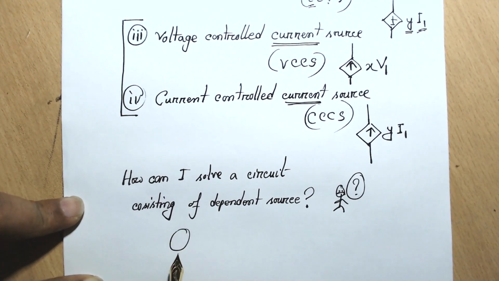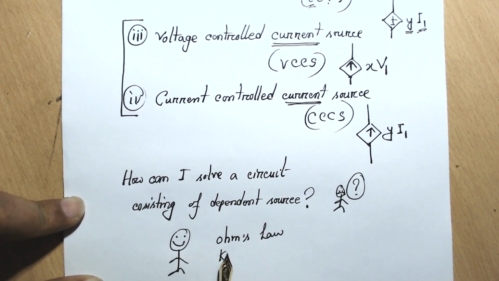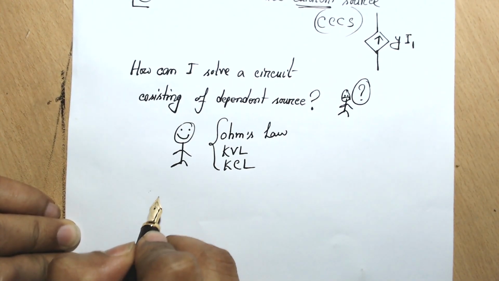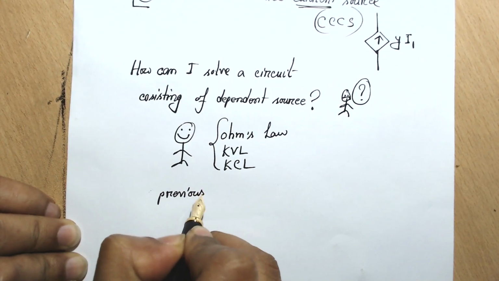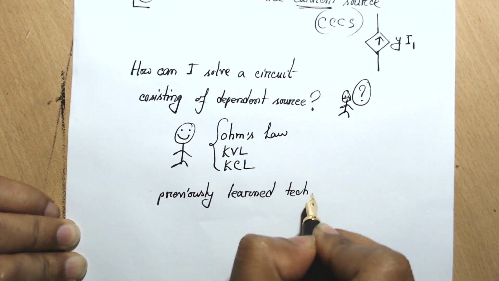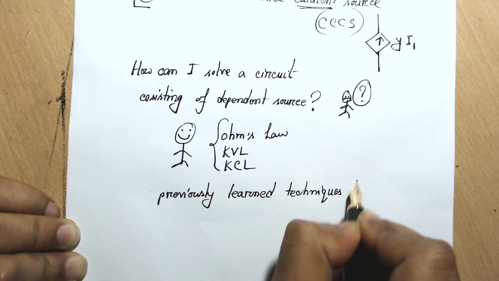So you should be happy to know that we will actually use our previous learning experiences, such as solving a circuit by Ohm's law, or maybe solving a circuit like KVL, KCL. All of the previous things that we learn in our classes can be applied to solve a circuit which has dependent source. So it means we can use our previously learned techniques to solve them.